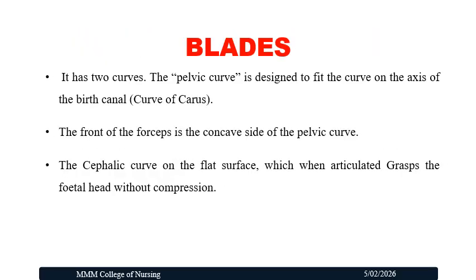Blades. The blades have two curves. I have told you earlier, we have a pelvic curve and cephalic curve. Pelvic curve is designed to fit the curve on the axis of the birth canal. We call it the curve of Carus. The front of the forceps is the concave side of the pelvic curve. The cephalic curve is on the flat surface, which then articulates, so we are able to grasp the fetal head without any compression.